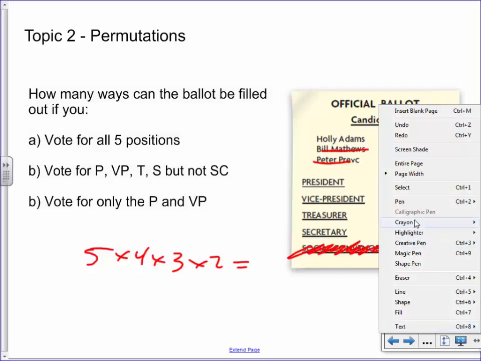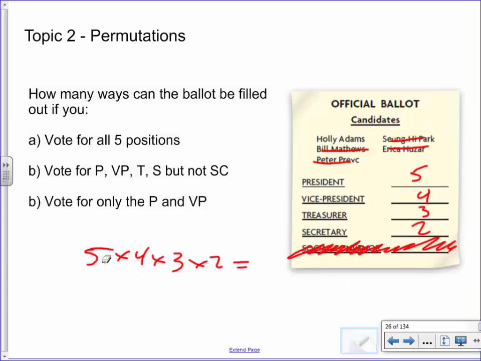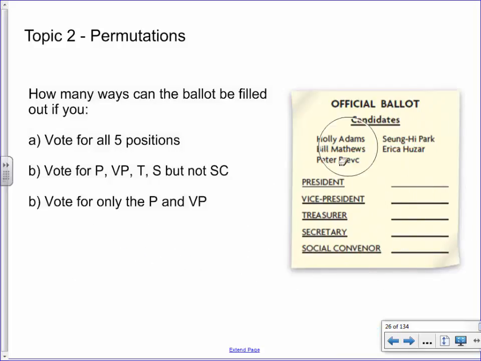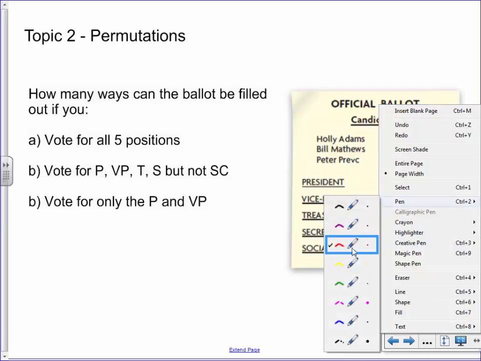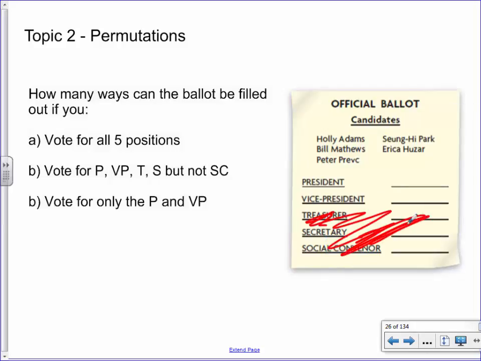How about this? What if I were to ask you to vote for only president and vice president? You really don't care who's treasurer, secretary, social convener. So again, let's just pretend that those aren't even on the ballot. Well, now the twist would be, for president you have 5 choices, and for vice president you have 4 choices. So 5 times 4 would be 20. Yesterday I showed you another way that we could possibly write this. Is everyone good though that it would be 5 times 4 for 20?